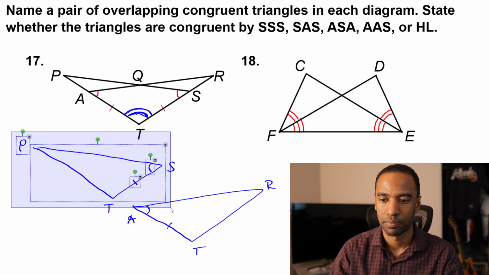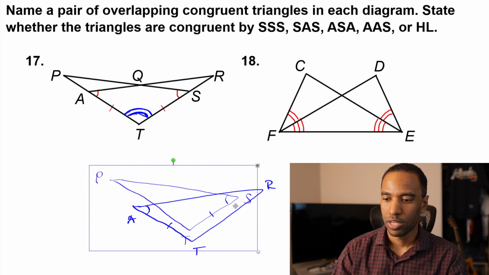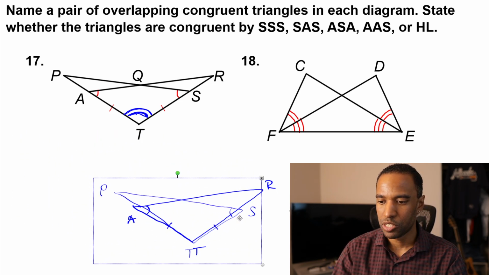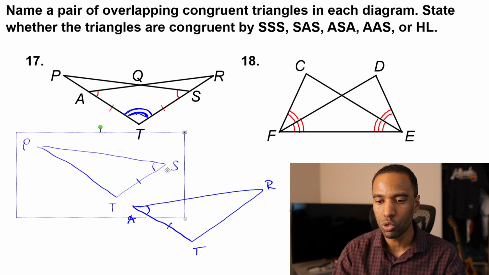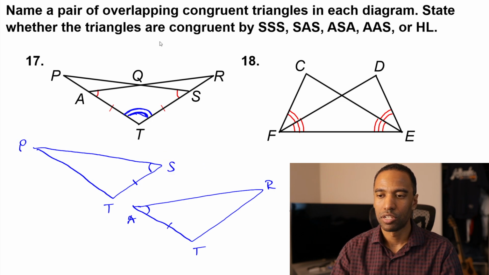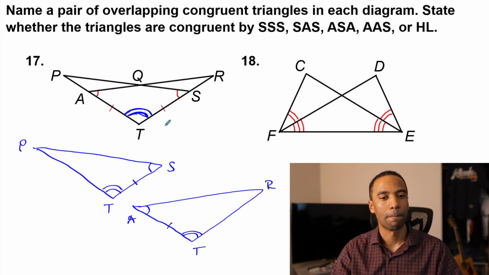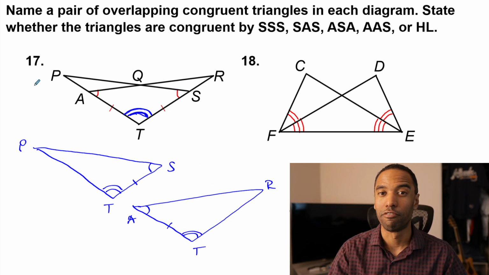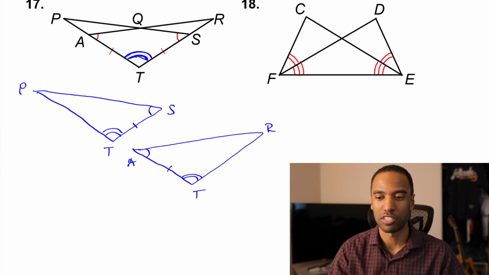Check this out. Let me see if I can group these together here. Look at this overlap right there. You see where T is? See that overlap on T? This isn't perfectly drawn, but there's that overlap. It's congruent in both triangles here. This T is congruent to this T here, despite what it makes outside of it. That is also a version of the reflexive property.